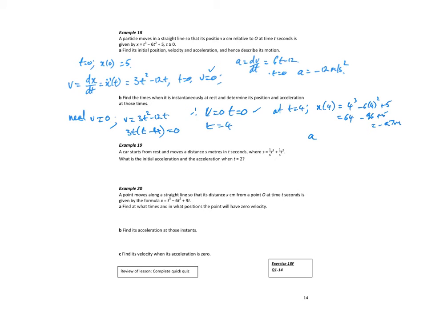Acceleration, exactly the same process. Get our rule for the acceleration, substitute 4 in.